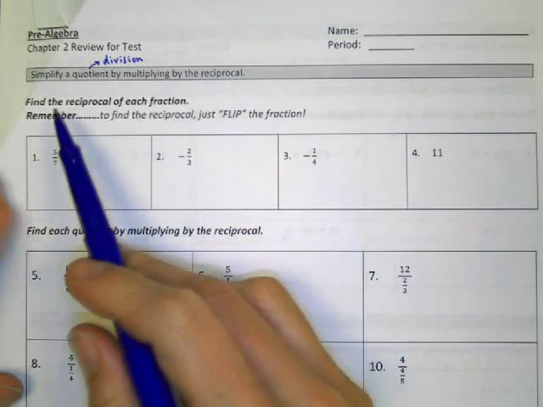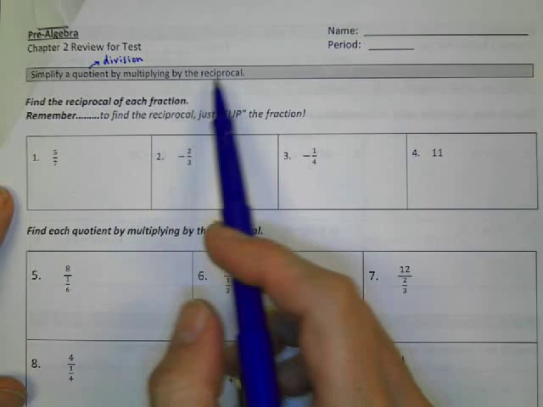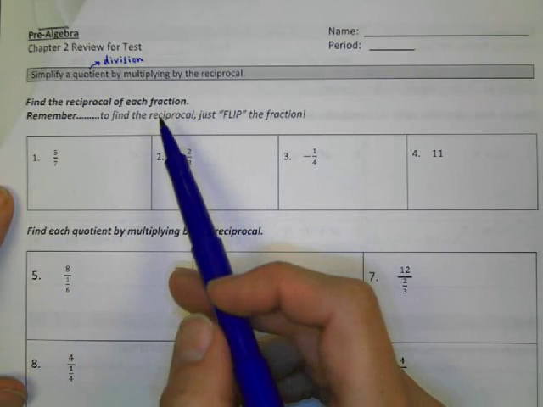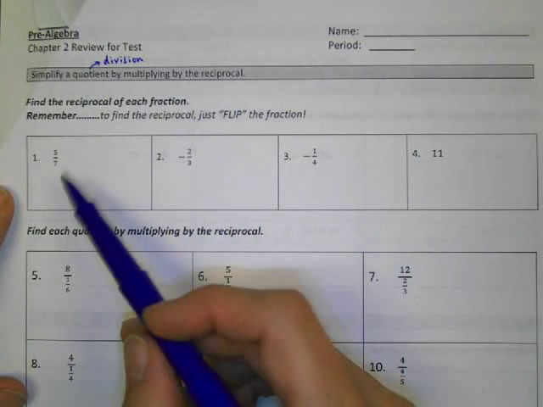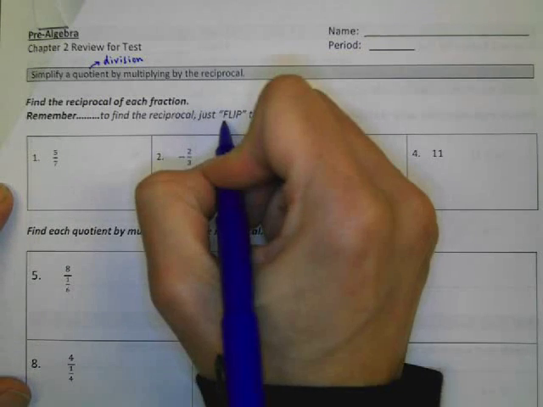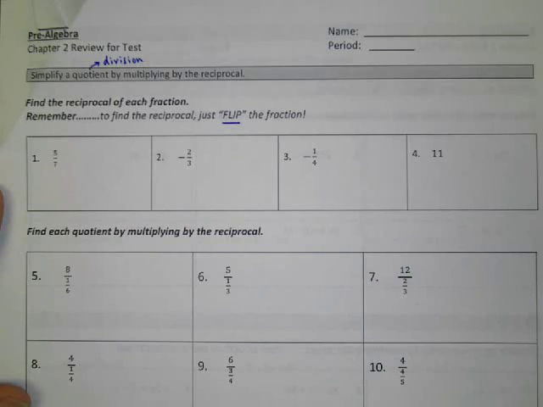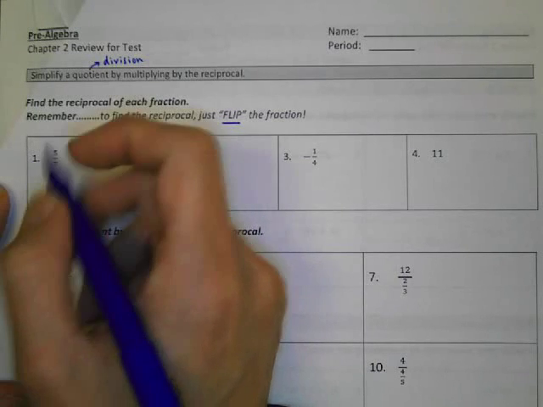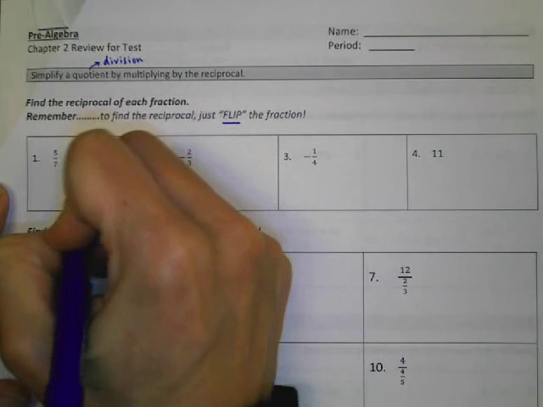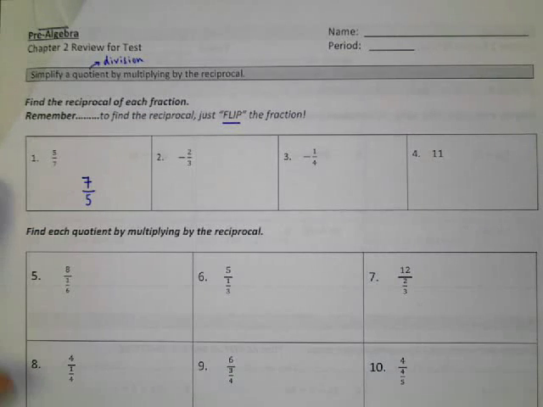And our first target was to simplify a quotient by multiplying by the reciprocal. So just as a quick review, to find the reciprocal, all we're doing is flipping the numerator and the denominator. So for number 1, if my fraction is 5/7, I know my reciprocal is 7/5. And notice I don't put an equal sign because these two fractions are not the same, but they are reciprocals of one another.